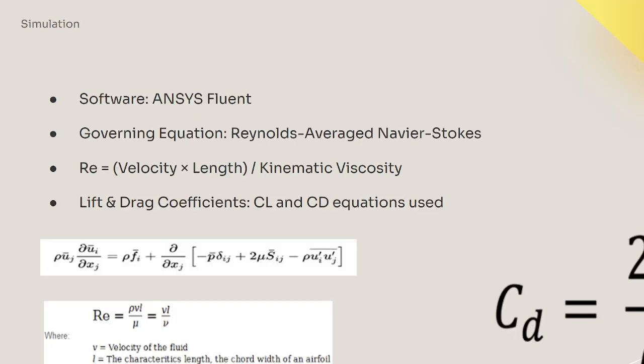For my simulation, I used Ansys Fluent. The main governing equations are the Reynolds-averaged Navier-Stokes equations, which model turbulent flow. I calculated the Reynolds number using flow velocity and chord length and used standard equations to extract lift and drag coefficients.